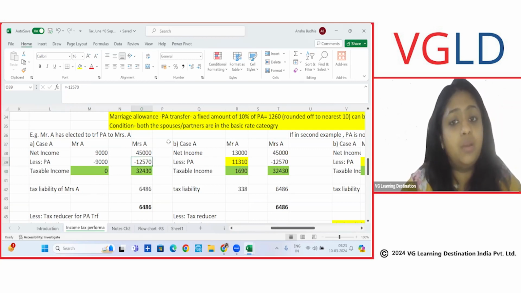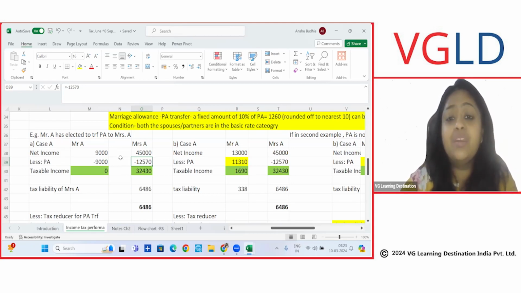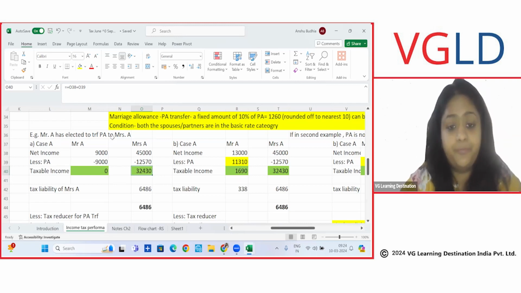If you see, we have taken PA as 12570 only. Why is Mr. A transferring? Because his PA is getting wasted. As you know, PA cannot be carried forward. It's getting lapsed. So instead of wasting it, he can transfer it to Mrs. A so that the overall tax liability of the family or the couple will get reduced. Now, Mr. A has elected to transfer PA to Mrs. A. He has done that election.